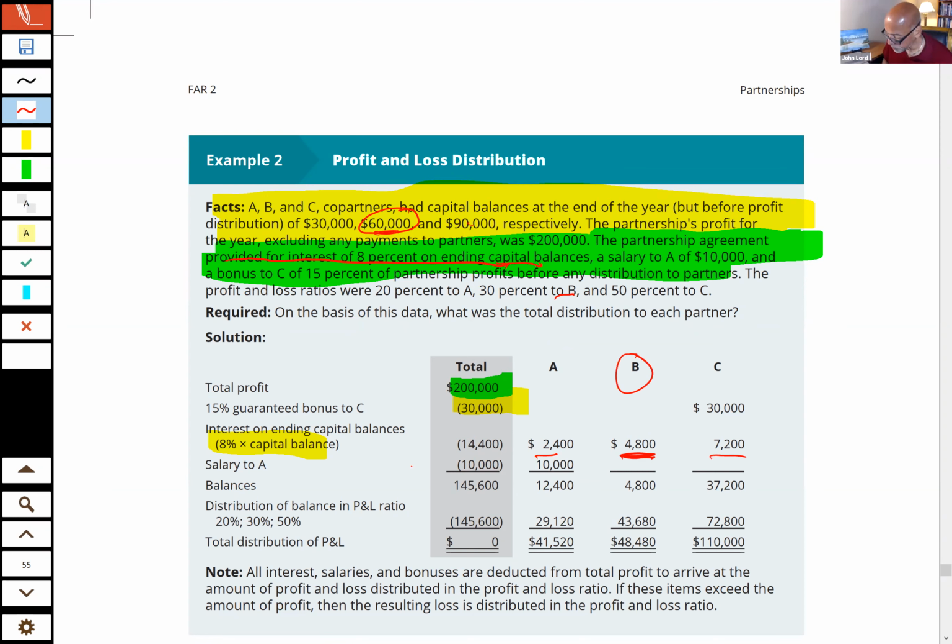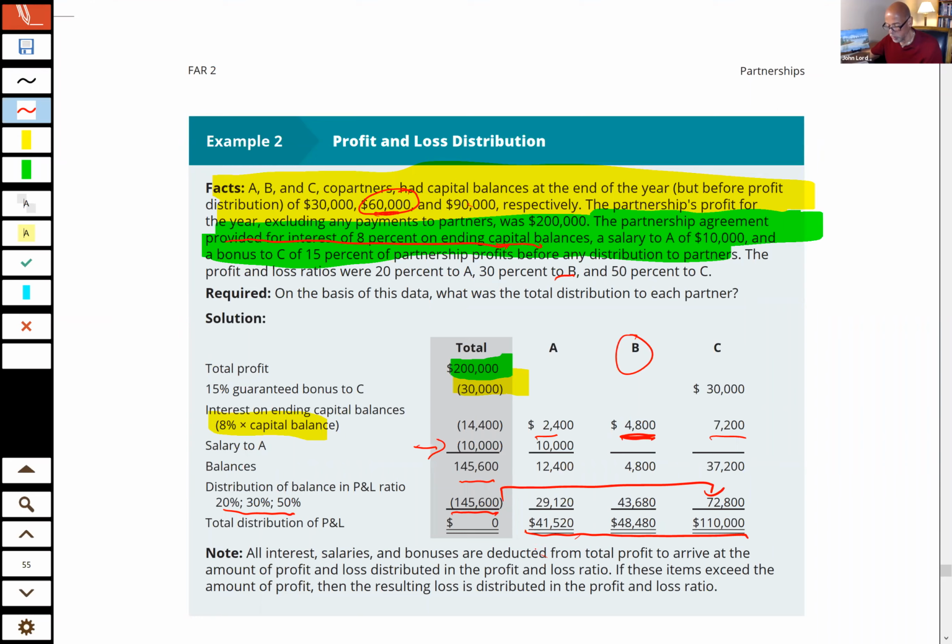Then you have to do what? You have to pay a salary. And so we are left with this 145,600 left to distribute, and we distribute that based on their respective capital sharing ratios. For example, 50%, right, of 145,600 is 72,800, and we're able to answer the question, what ended up being the distribution to each of the partners? Okay. So really just following directions.